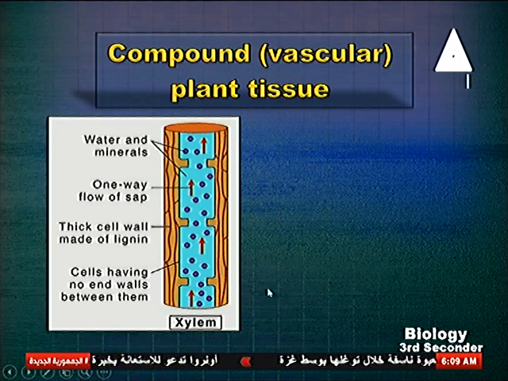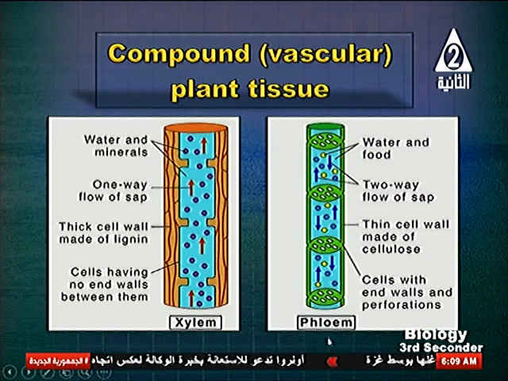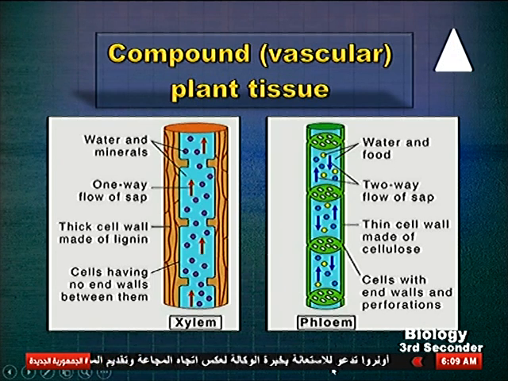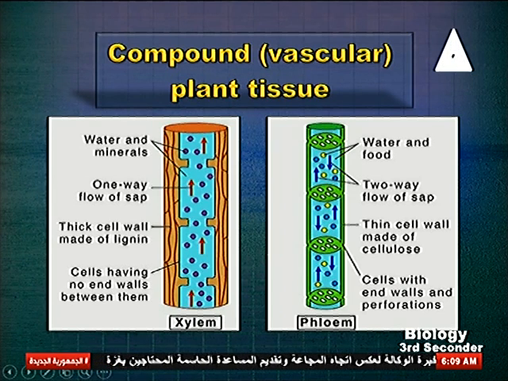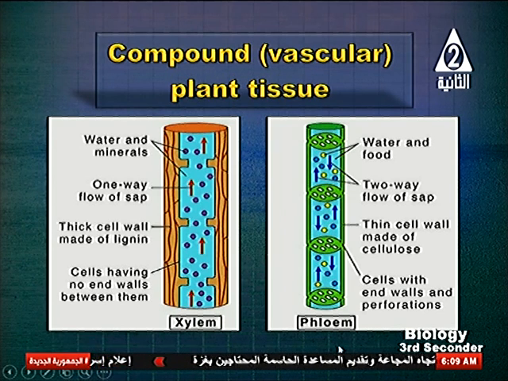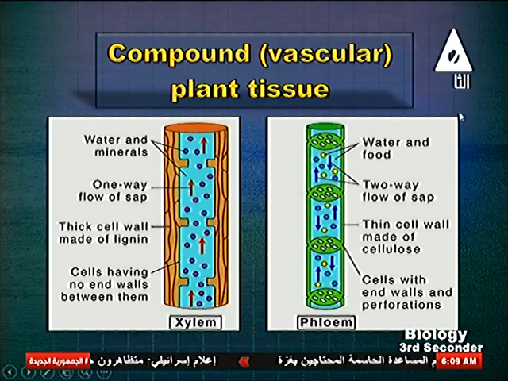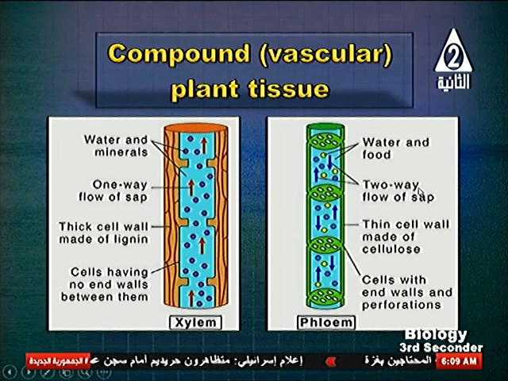Another tissue is phloem. Phloem is a compound plant tissue, also consisting of sieve tubes and companion cells. The function of phloem is to transport food made in plant leaves to all parts of the plant.